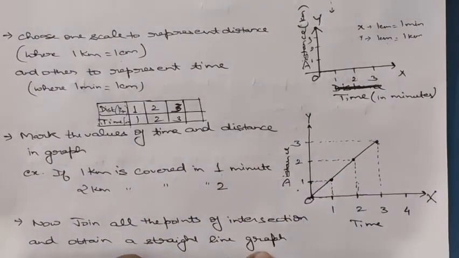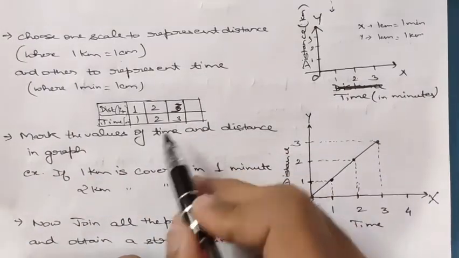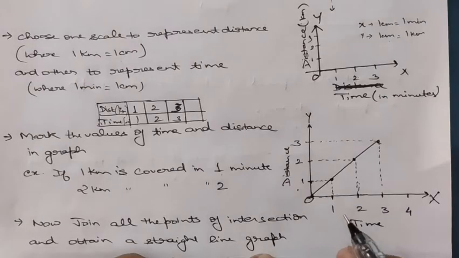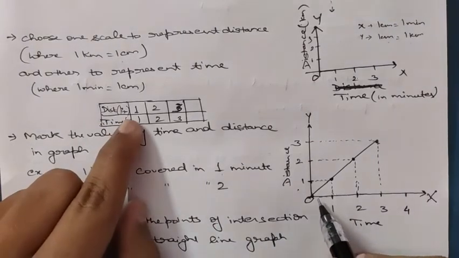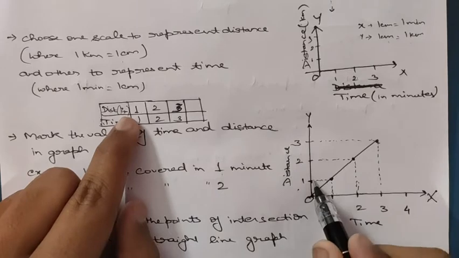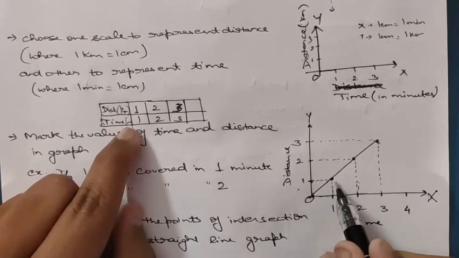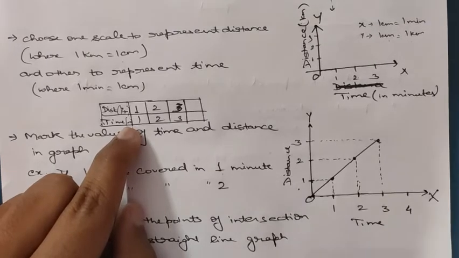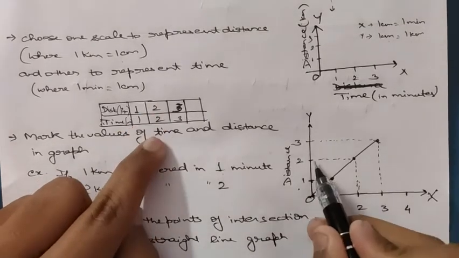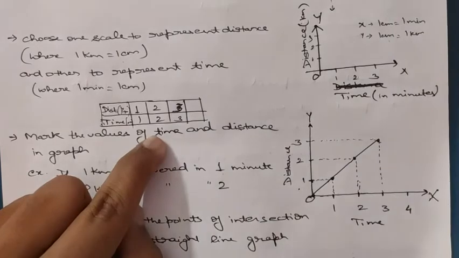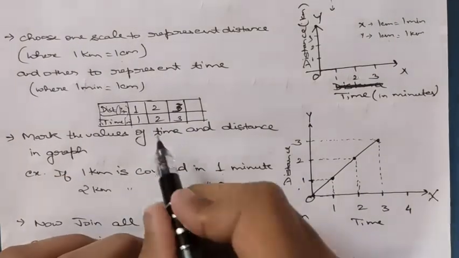Means according to the data that is given. The data that I have taken here is simple. So what was the data? For example, on the first one, the distance was 1 kilometer on the y-axis, and the time was also 1. So these two are joined perpendicularly, and a dot is made over here. And similarly, when it is 2, 2 again.